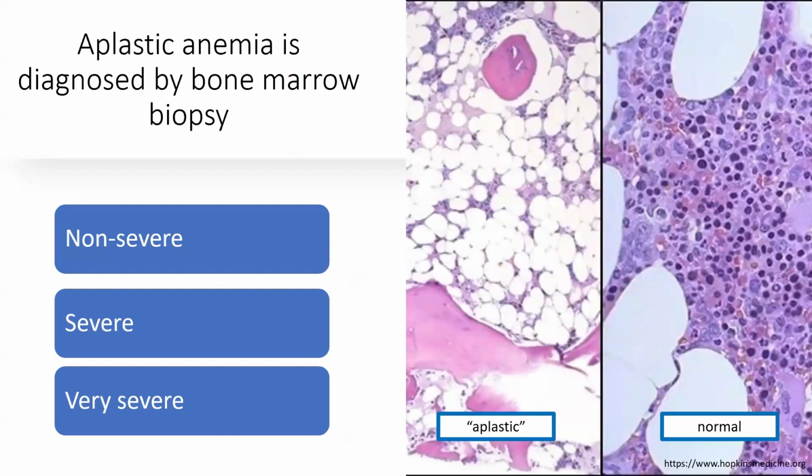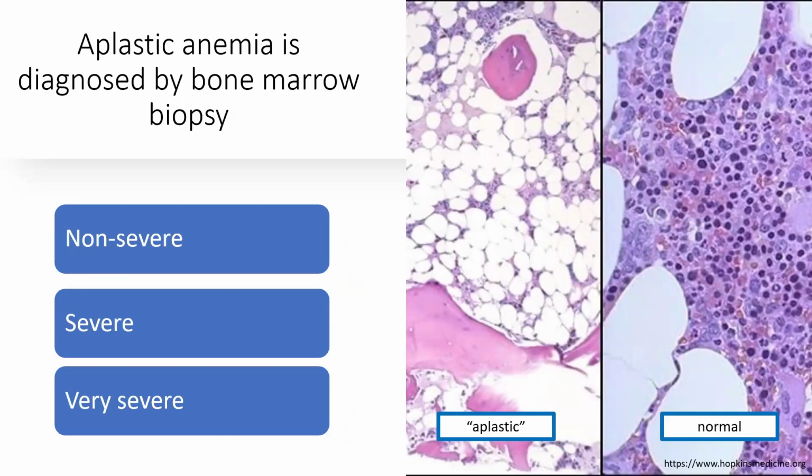Because there's so much overlap between MDS and aplastic anemia, and the blood counts could all be low, you absolutely need a bone marrow to diagnose it and to differentiate it from other bone marrow failure problems like MDS. And I've shown you a figure, hopefully it's as striking to you as it is to me.